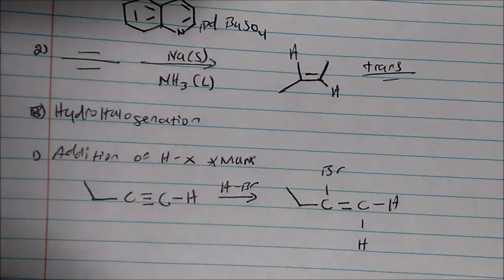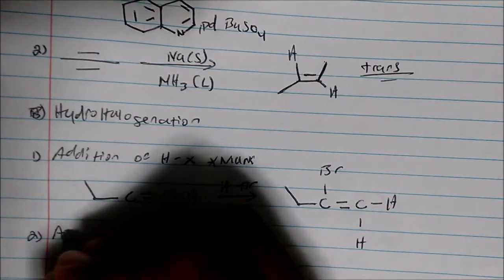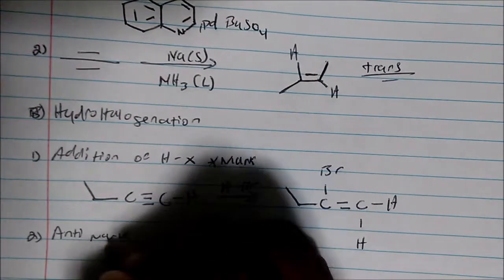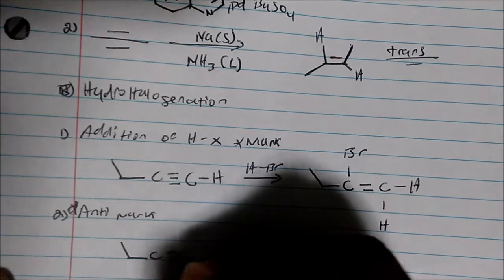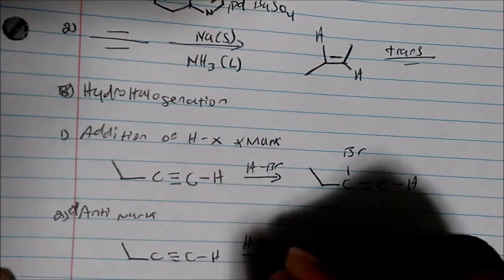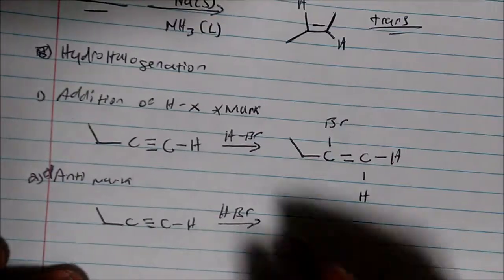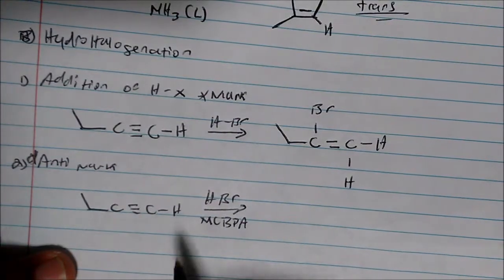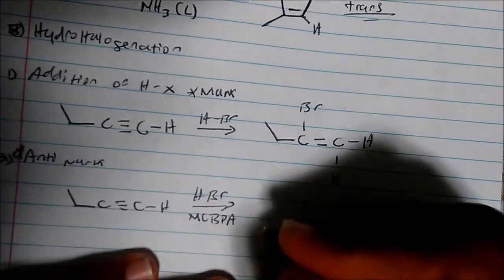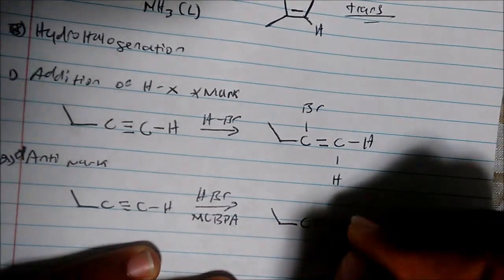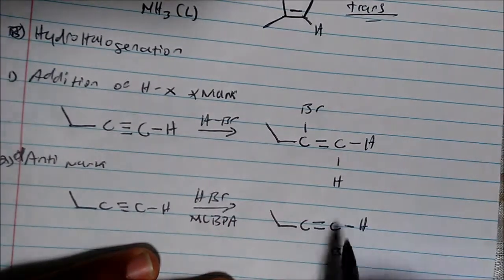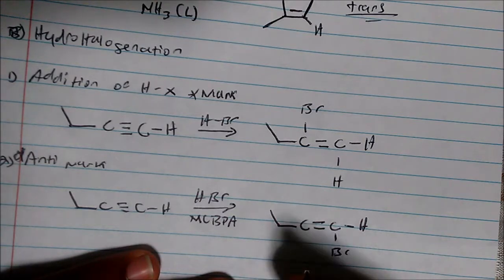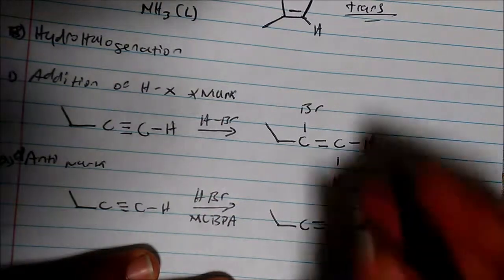The second one under this is you could also get the anti-Markovnikov regioisomer. So you can get the Markovnikov and the anti-Markovnikov. If you have the same molecule, now you could add HBr, HX, with a peroxy acid. Typically this is mCPBA. I always get it mixed up, but this is a peroxy acid. What this does is it gives you the anti-Markovnikov regioisomer. So now you get the bromine on the least substituted carbon of the carbon-carbon triple bond. This will be your product, and then obviously you have this hydrogen here.